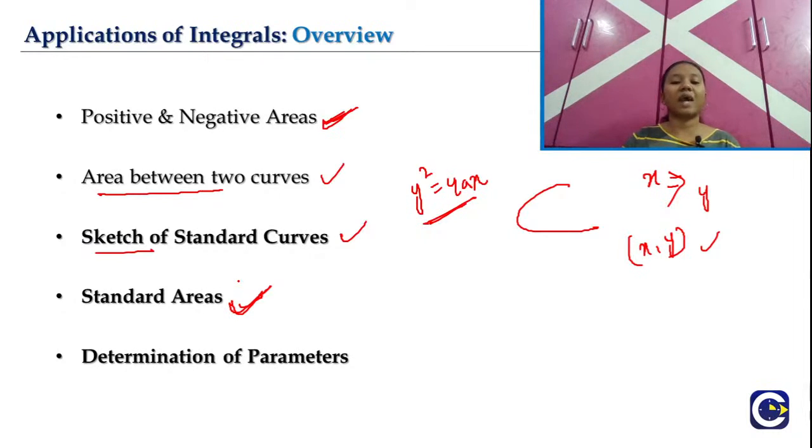So basically, a parameter is nothing but any variable, any unknown value which is mentioned in the question, right? So our aim is to find that particular unknown value.